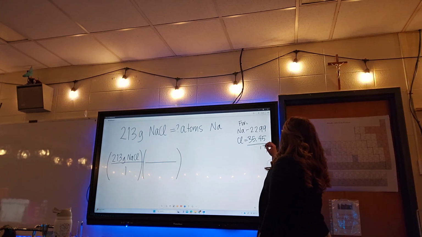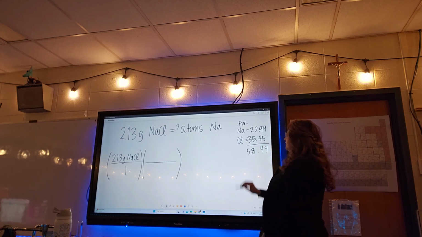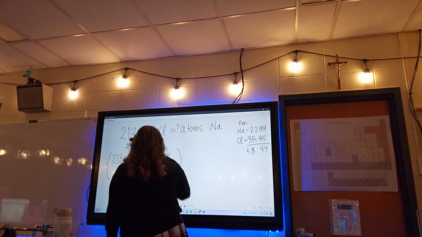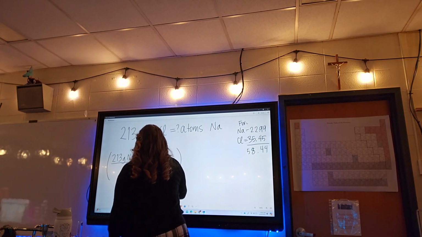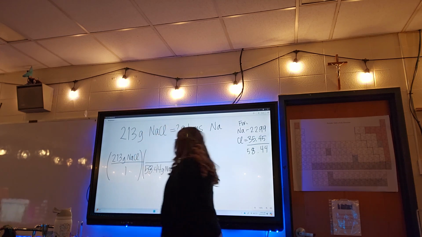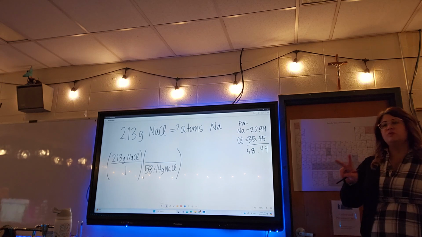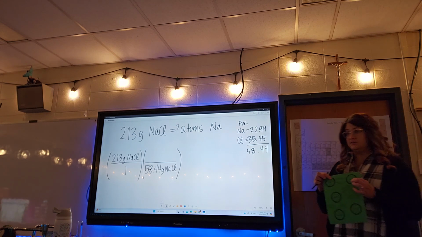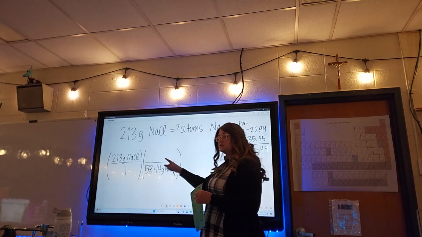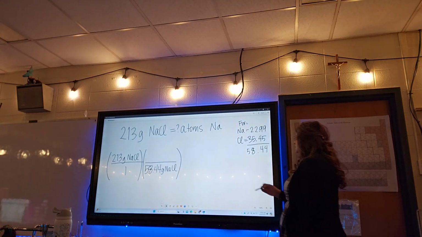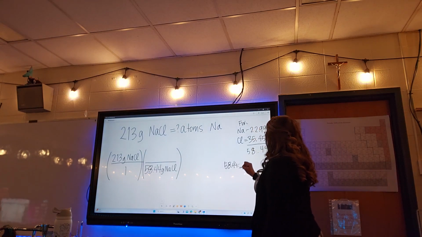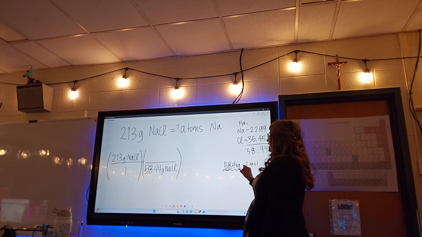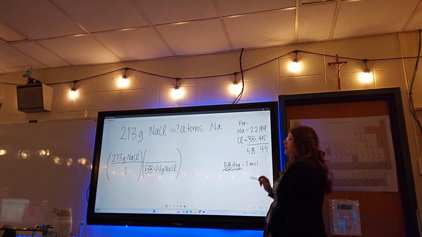Okay, so what do we have here? 58.44. That goes on the bottom. Why do I know that it goes on the bottom? Well, there are two ways that I know this. Firstly, my flowchart told me to divide by formula weight. But also, remember from dimensional analysis, we have to keep our units together. If I know that 58.44 grams is equal to 1 mole, that's the point of formula weight, I have to keep 58.44 together with grams. So that's why they are together on the bottom of the next fraction.